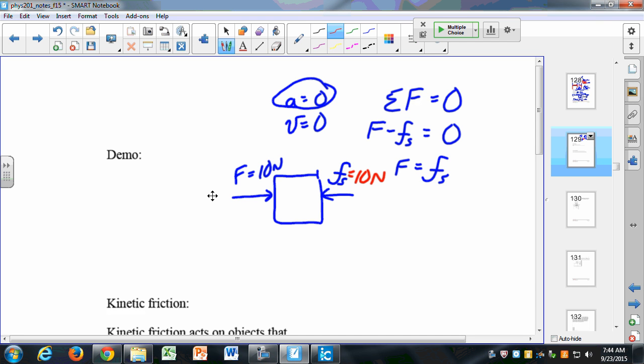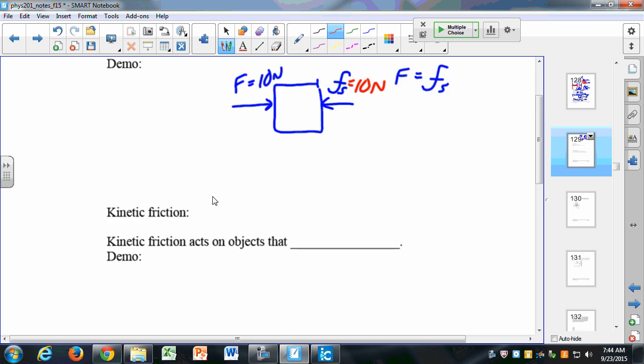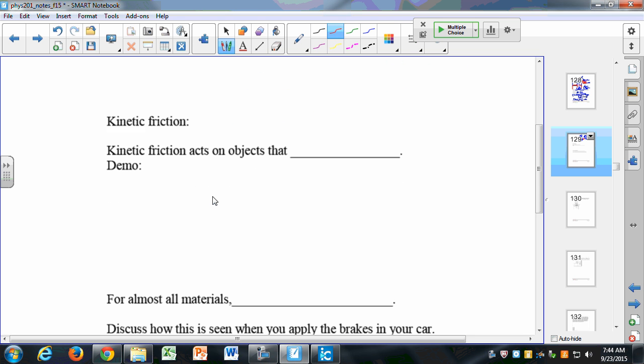All right, so that's where that inequality comes from: our static frictional force is actually a range of values, and it depends on your situation. If you're pushing on it with 1 newton, your static frictional force will be 1 newton. If you're pushing on it with 2 newtons and it still doesn't move, it's going to be 2 newtons, all the way up to the maximum value. Let's nix that. We'll see how it comes up in problems in just a bit. All right, now kinetic friction acts on objects that are in motion.